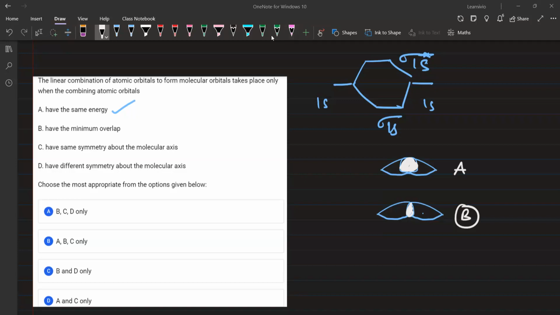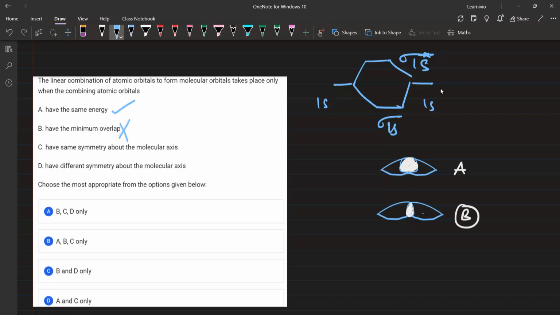ज्यादा ओवरलैपिंग है ना, बिकॉज जितना ज्यादा ओवरलैपिंग होगा उतना बॉन्ड स्ट्रांग होगा. So if they are saying it should have minimum overlap, that means it is wrong. It's not right. Maximum overlap होगा तब जाके बॉन्ड हमारे पास अच्छा बनेगा, because we are trying to make molecules and molecules will have bond. Have same symmetry about the molecular axis. That means both of them they should look same.